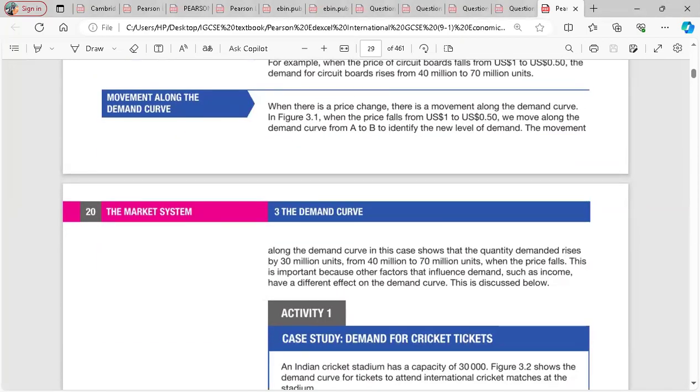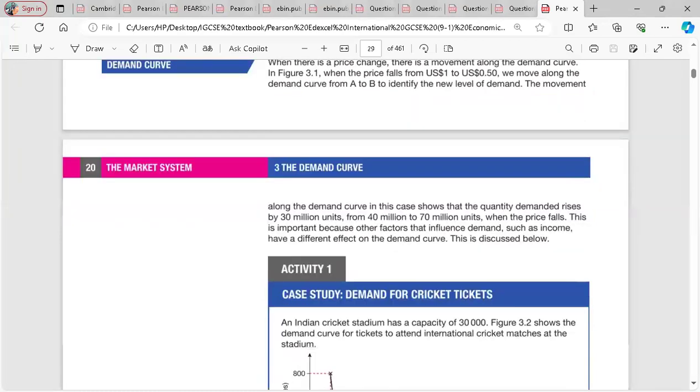Movement along the demand curve is as a result of a change in the price of a product. So there's always movement that's either contracting or expanding. It is contracting if the price of the product continues to rise, and it will expand if the price of the product falls. Clear? So we'll move on.